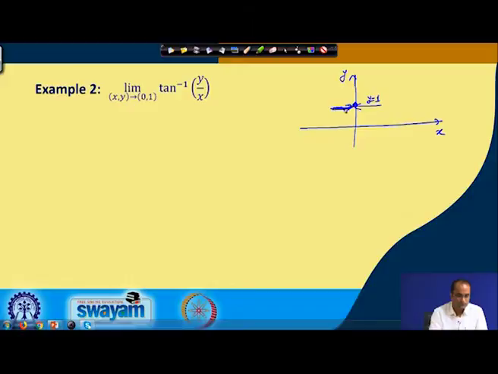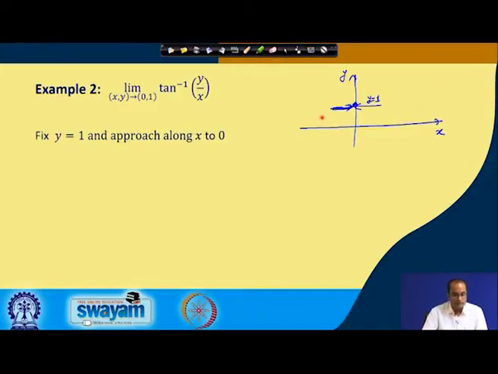So, in this case, if we fix y is equal to 1 and then approach x to 0 from these two directions, if we go from the left hand side as x goes to 0, tan inverse 1 over x. So, you note that if x is negative, then 1 over x will be negative. So, as x approaches 0 from the left, this 1 over x will approach minus infinity. So, tan inverse minus infinity gives minus pi by 2.